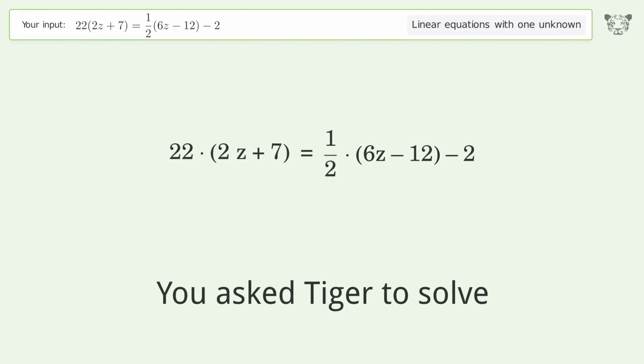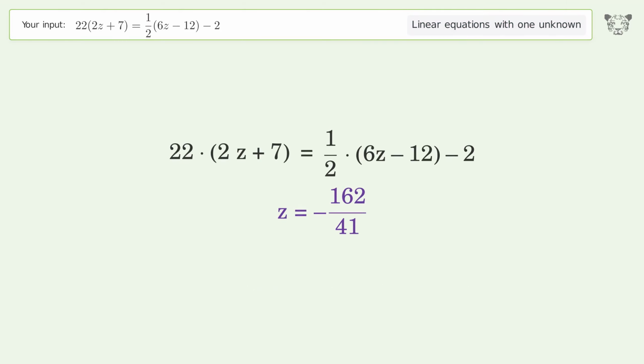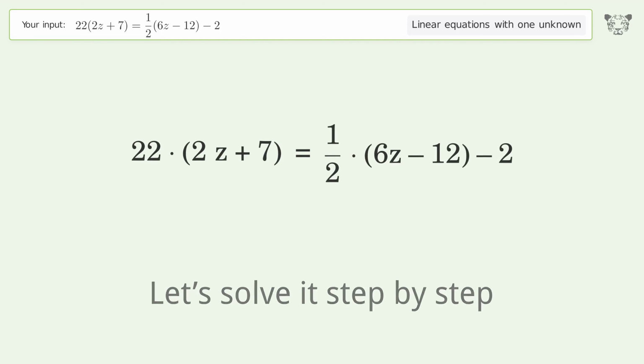You ask Tiger to solve. This deals with linear equations with one unknown. The final result is z equals negative 162/41. Let's solve it step by step.